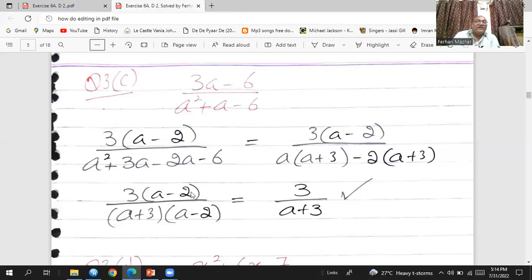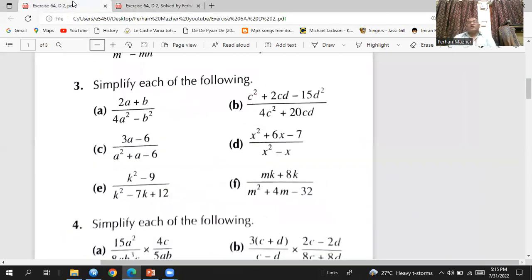So you will have 3 bracket a minus 2 bracket close, and in the denominator you will have a plus 3 in one bracket and a minus 2 in the other bracket. So now a minus 2 and a minus 2 can be cancelled. So you will be left with 3 divided by a plus 3 in the denominator. So this is the answer, question number 3, and its C part. Now we go to the next question.